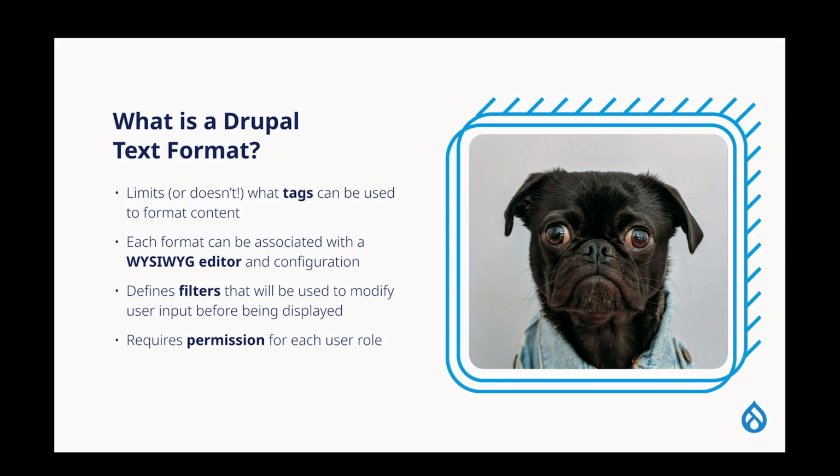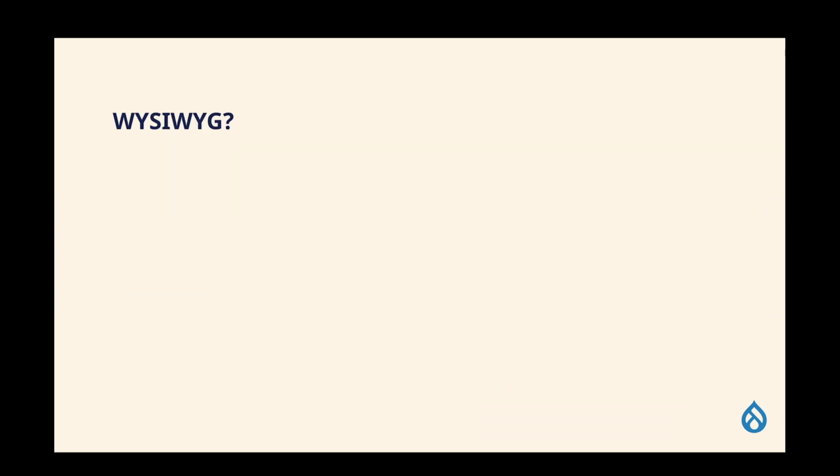So what is a Drupal text format? It's something you can use to limit, or not, which tags can be used as part of the content that your content creators are making on your Drupal site. Each format can be associated with a WYSIWYG editor as well as how it's configured. It will define filters that can be used to modify user input before it's actually output to the browser. And as we'll see, each text format can have permissions in terms of which roles can actually use that format.